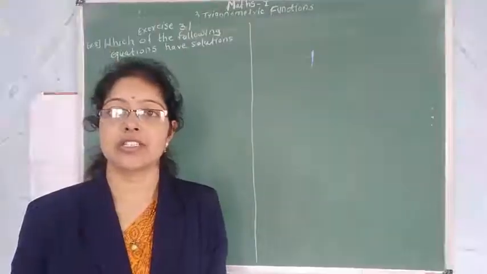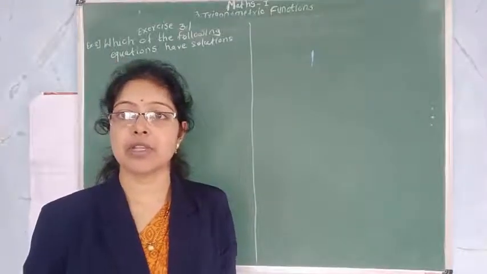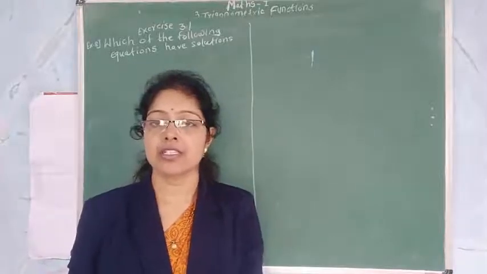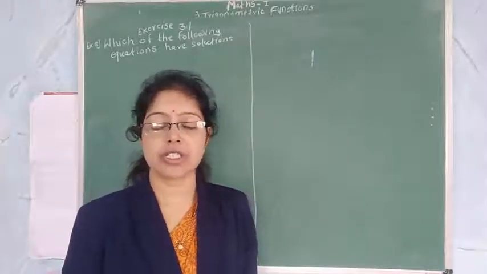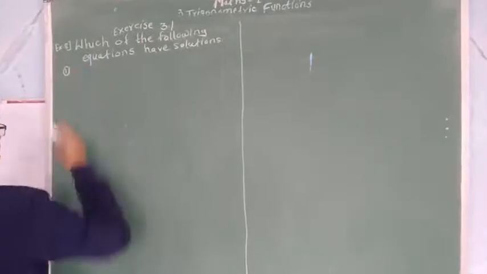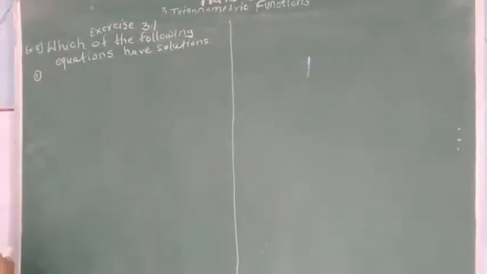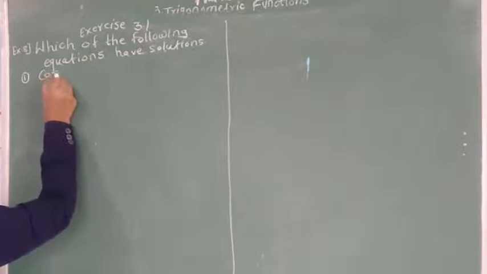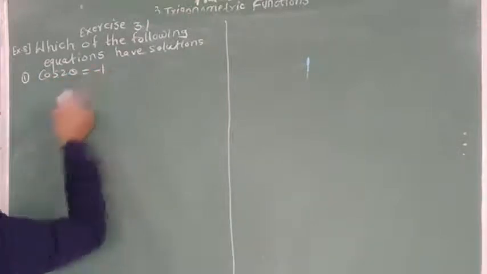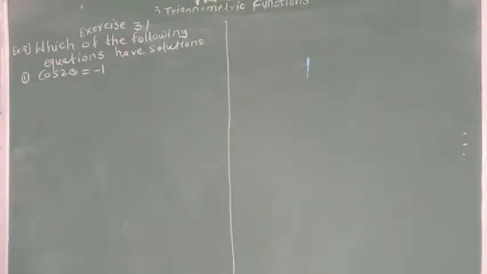Students, in the last lecture we solved examples. Now in this lecture we solve Exercise 3.1, question number 8. The first example is cos 2 theta is equal to minus 1.